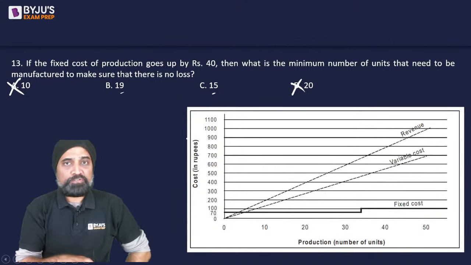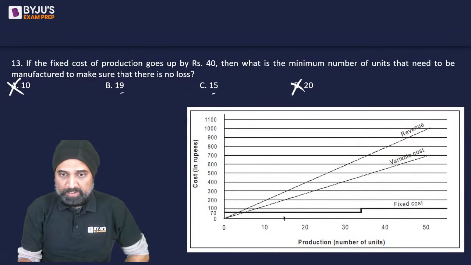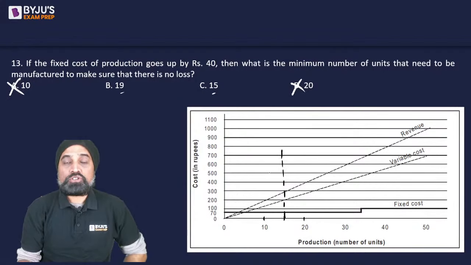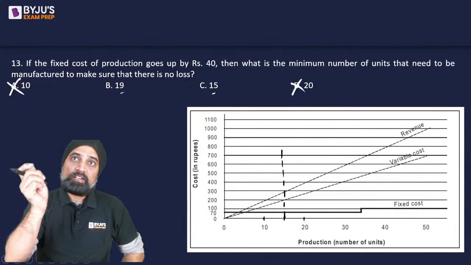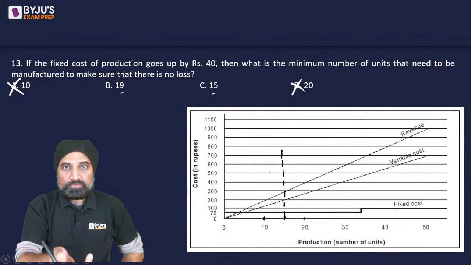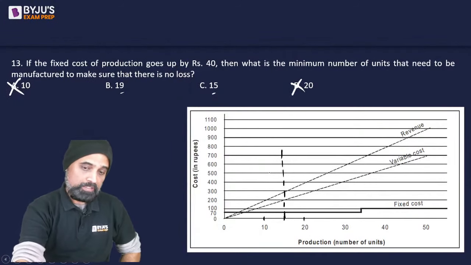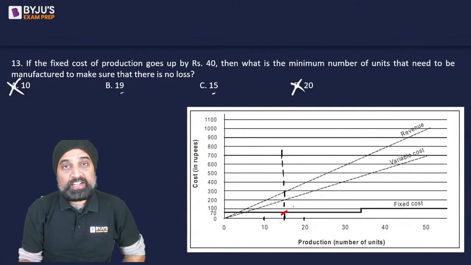It will be easier if we check 15, right? 15 is the middle value. If I take this to be 10 and this to be 20, so middle value is over here. So there should be a profit of 40 rupees so that the cost, when it increases by 40, it minimizes it. Okay. So fixed cost, instead of 70, I will write 110. I'm adding this 40.